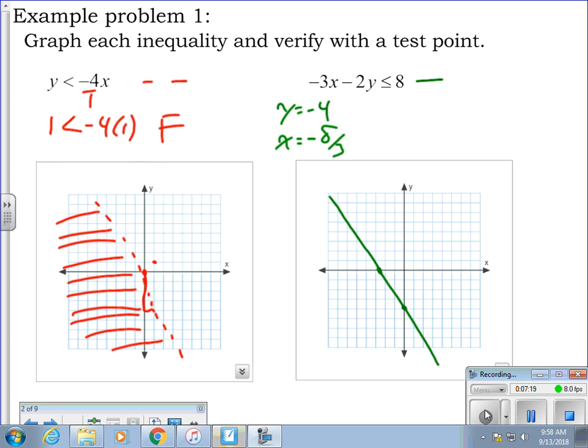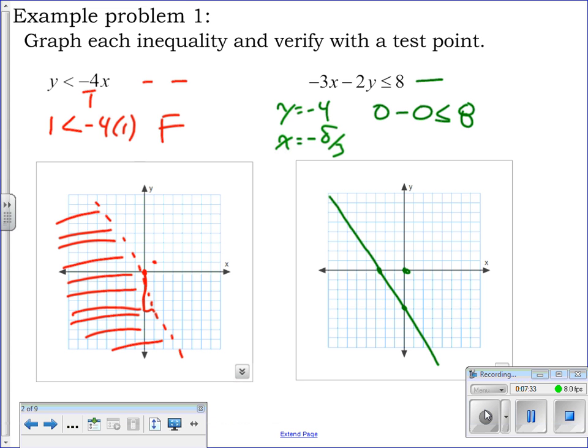Okay, you with me so far? I hope. Pick a point. What's the easiest point to test? 0, 0, the origin. That's my test point. Plug in 0 for x, 0 for y. Is 0 minus 0 less than 8? Is that true? Yeah, it's true. Which means that this is in my shaded area. That's what you need to do.